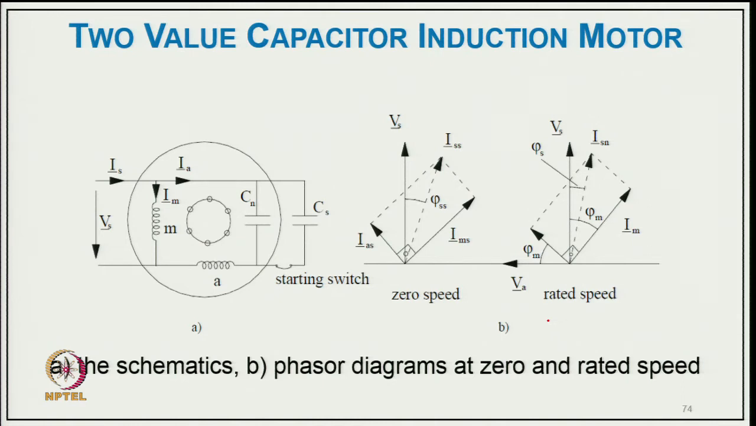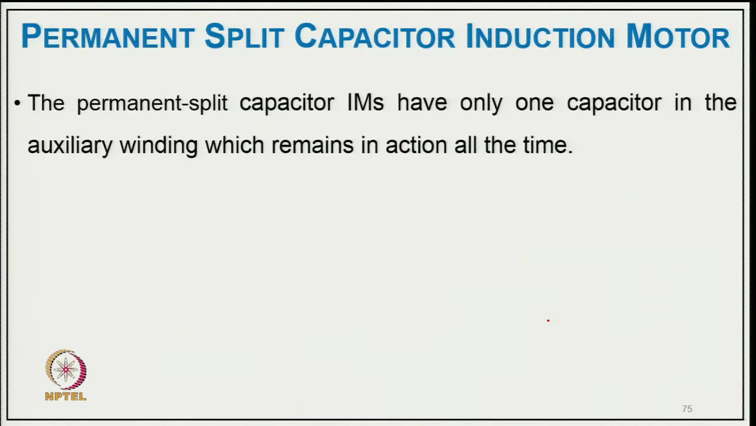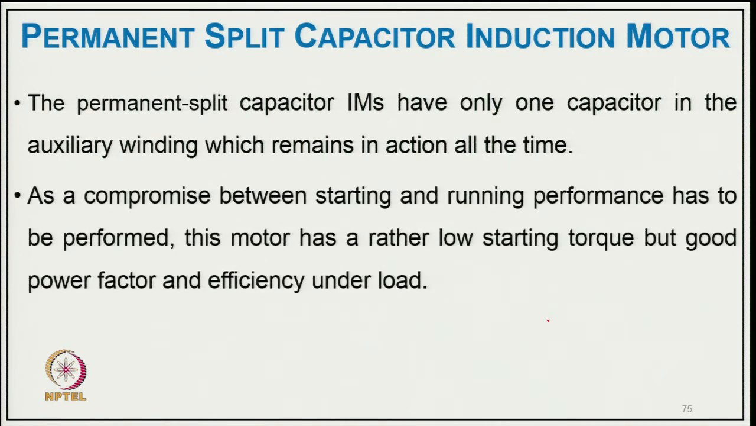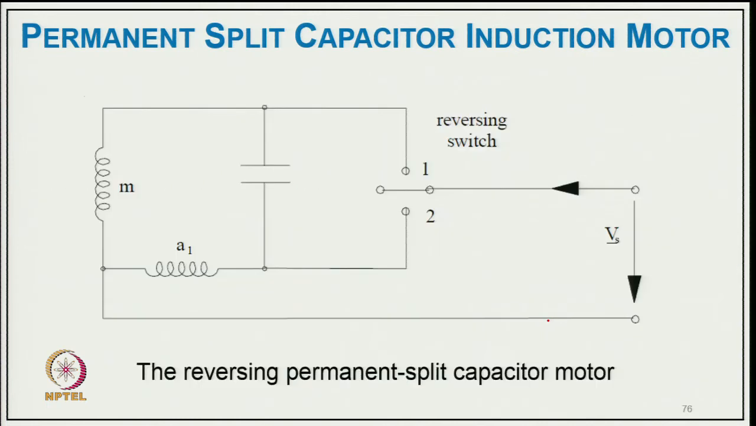So, both capacitors are there at starting, but in the running condition only the running capacitor CN is there. So, the permanent split capacitor induction motor has only one capacitor in the auxiliary winding, which remains in action all the time. As a compromise between the starting and running performance has to be made, this motor has a rather low starting torque, but good power factor and efficiency under test.